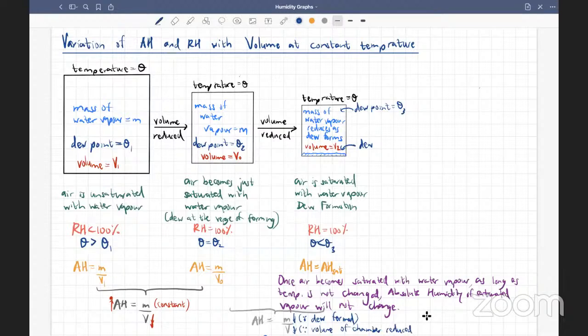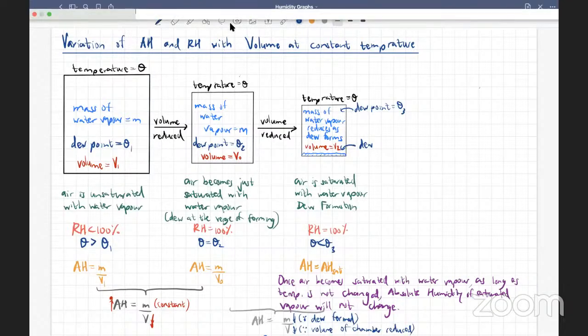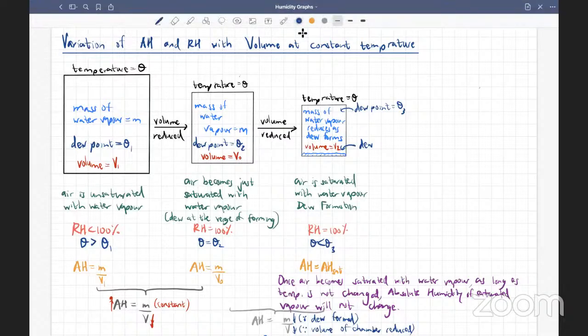Then considering both, we can say what? I don't think that's the best argument, to be honest. This is the best argument. What I have written in purple is the best argument for that. But if you want to explain that using the equation, this is it. So AH remains constant. Is that clear?